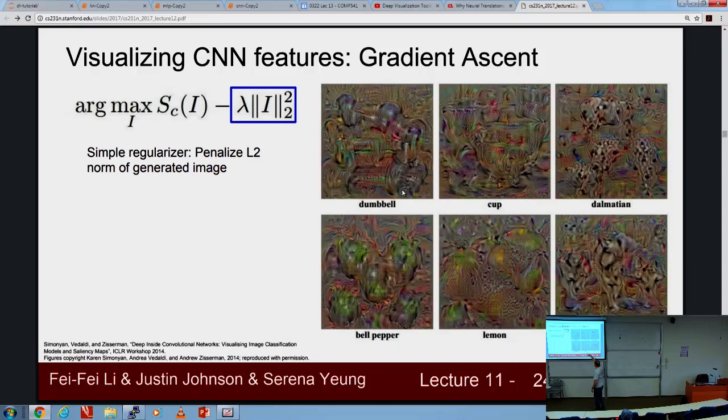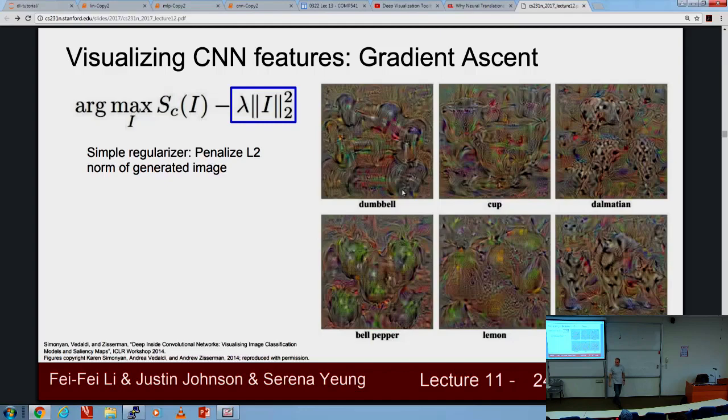And what would excite the Dalmatian neuron the most? You get a bunch of black and white blobs. Now, these things don't quite look like images, but you can see features. Here's a husky image that was generated. There's a bunch of husky faces I can see here.